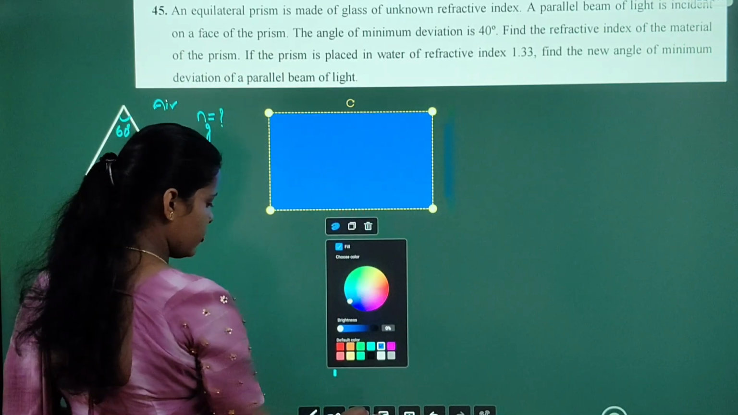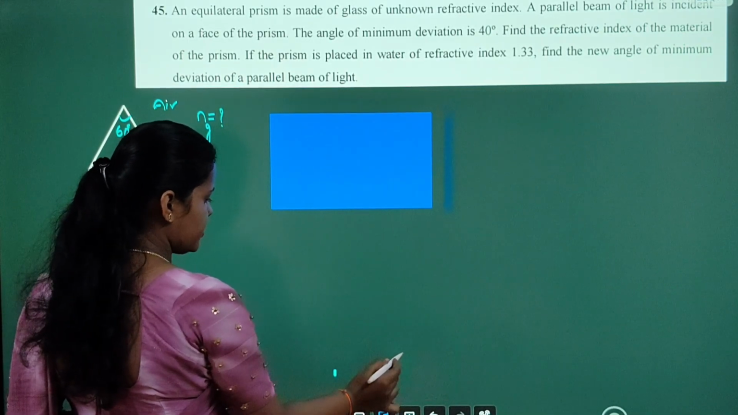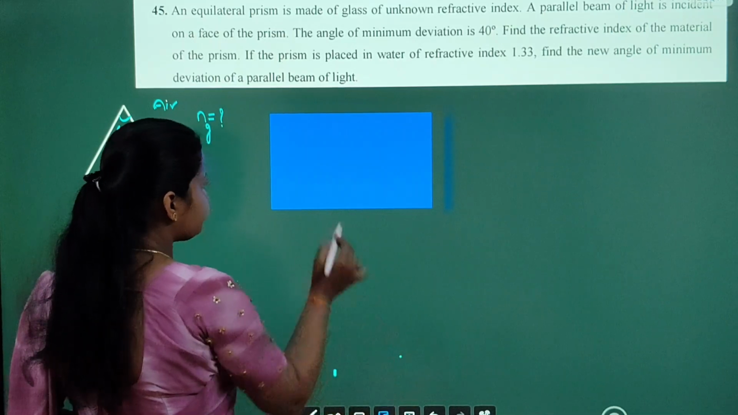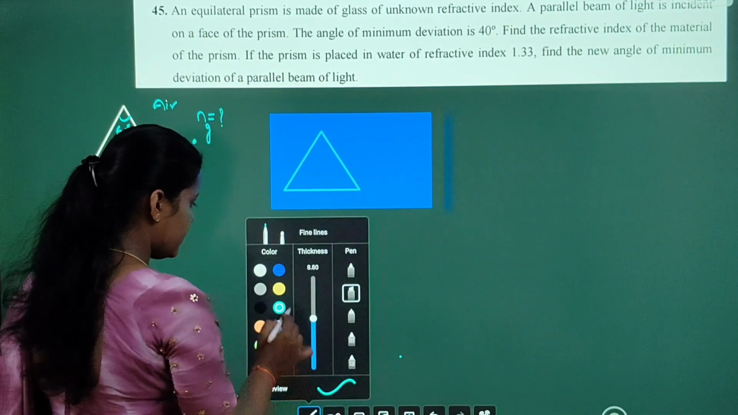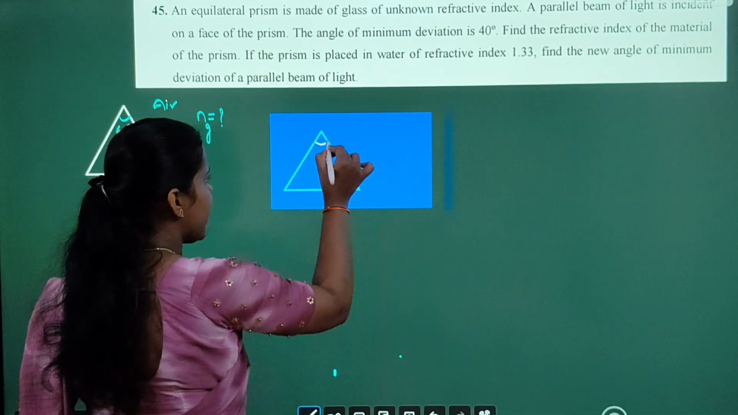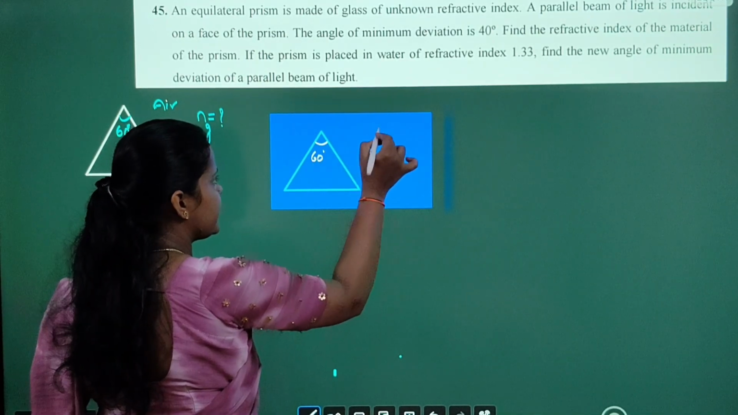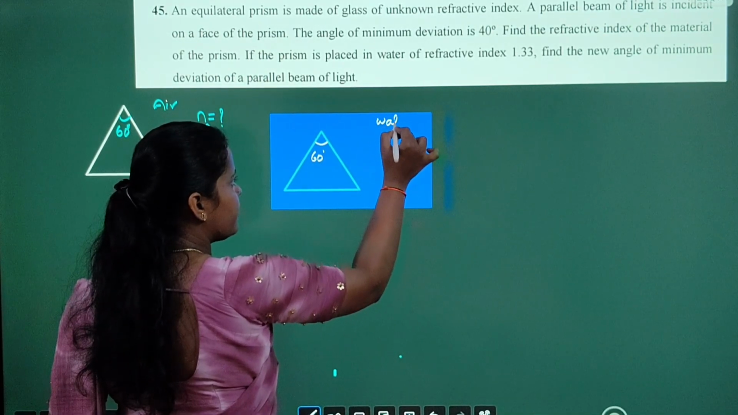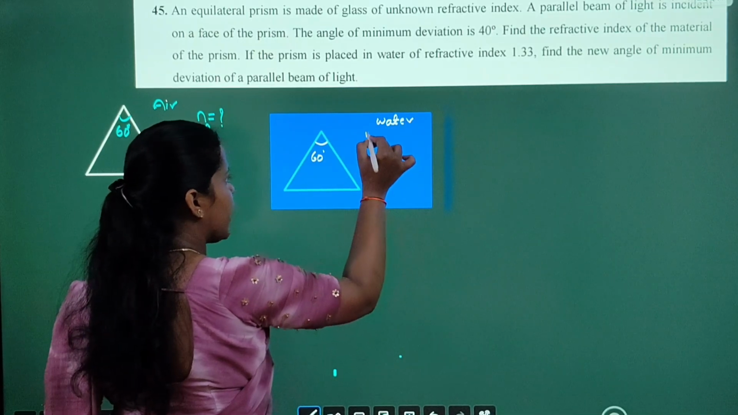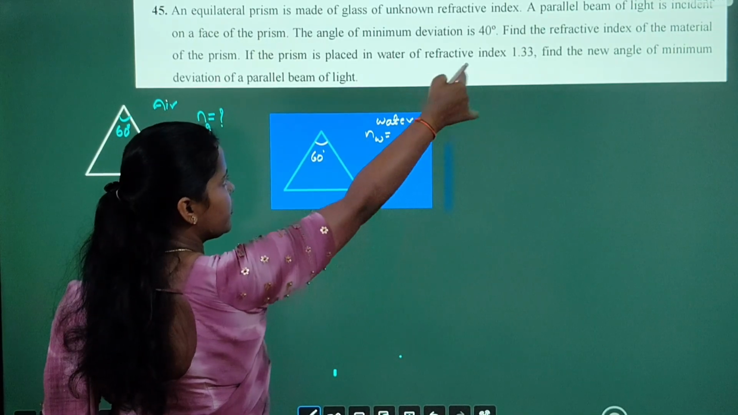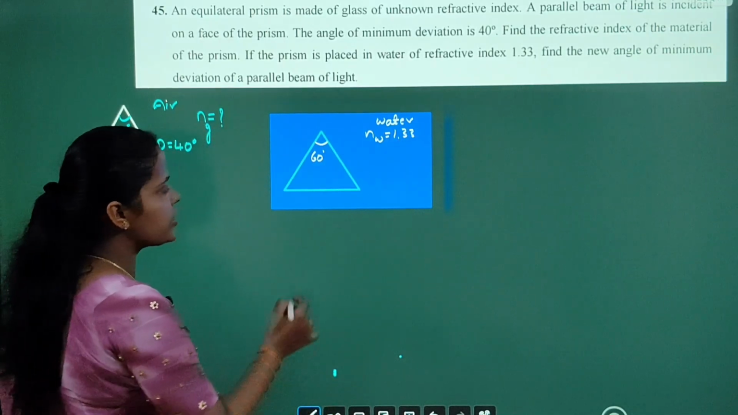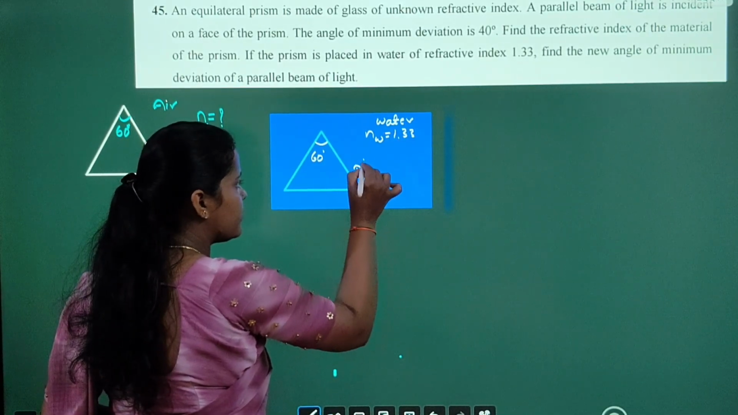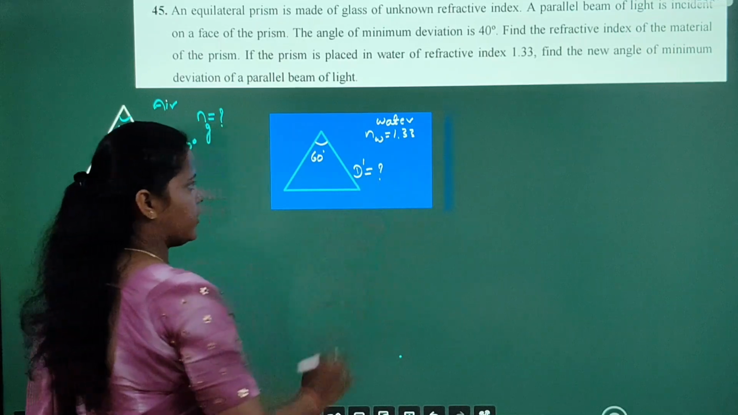Okay, here I am going to take the prism. Inside of the water prism, I am considering the refractive index. This is the angle, an equilateral triangle, 60 degree. So this is the water medium. Refractive index of water, what is the value they are giving? 1.33. Here we have to find out the angle of minimum deviation inside of the water.